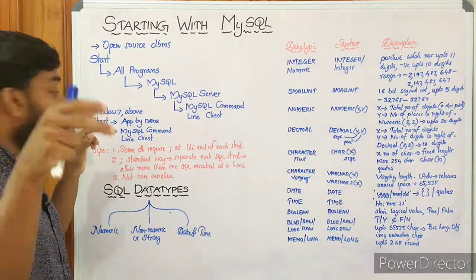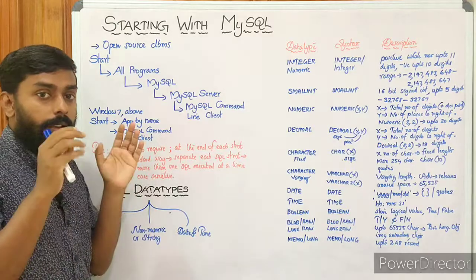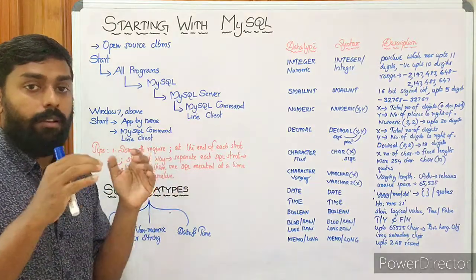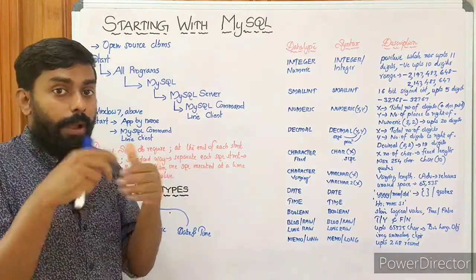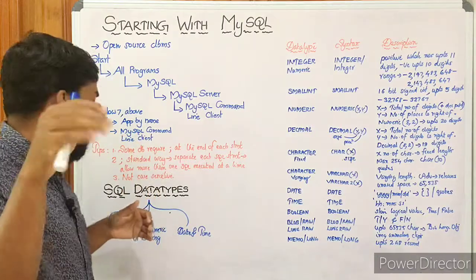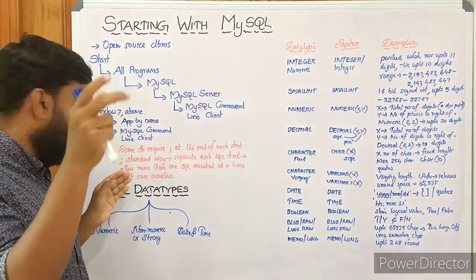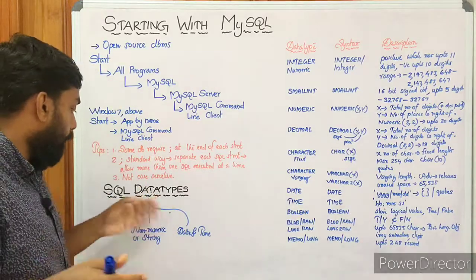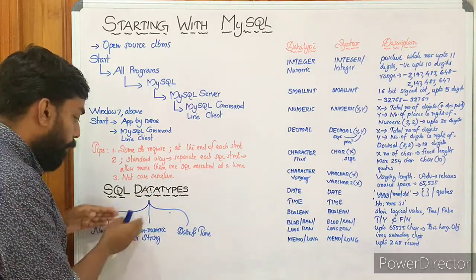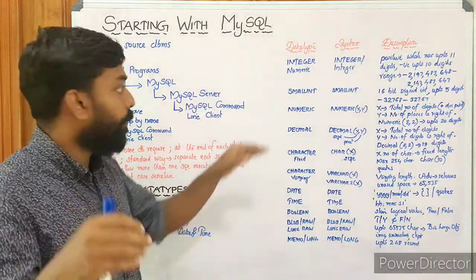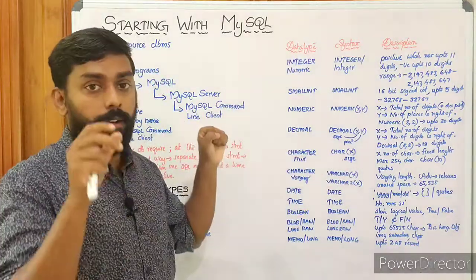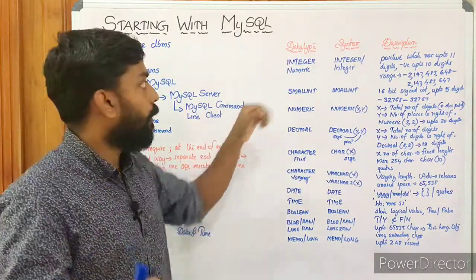For Windows 7 and above, it is start, search the app by name, MySQL command line client. You have to enter a password, set by yourself. Then a semicolon at the end of each statement; the semicolon is the standard separator, and SQL is not case sensitive. SQL data types are divided into three: numeric, non-numeric or string, and date type. Then we have seen all the data type syntax as well as descriptions.